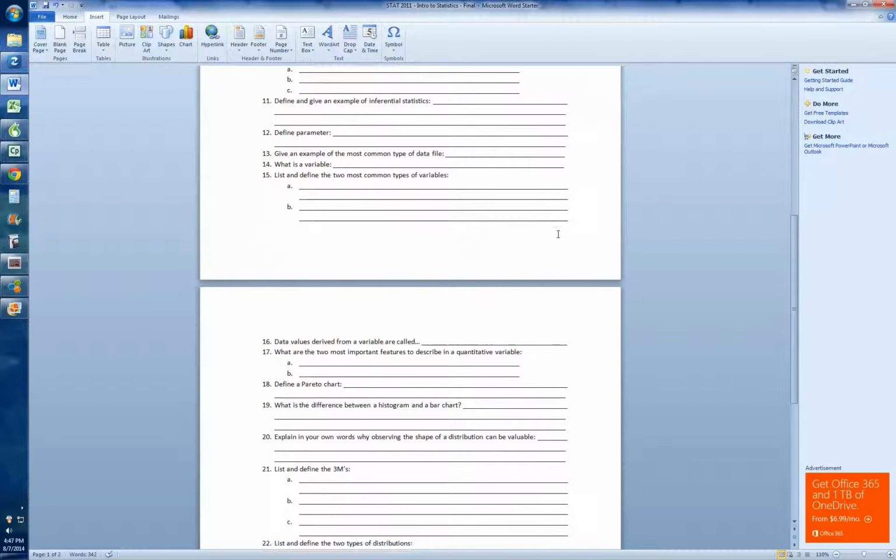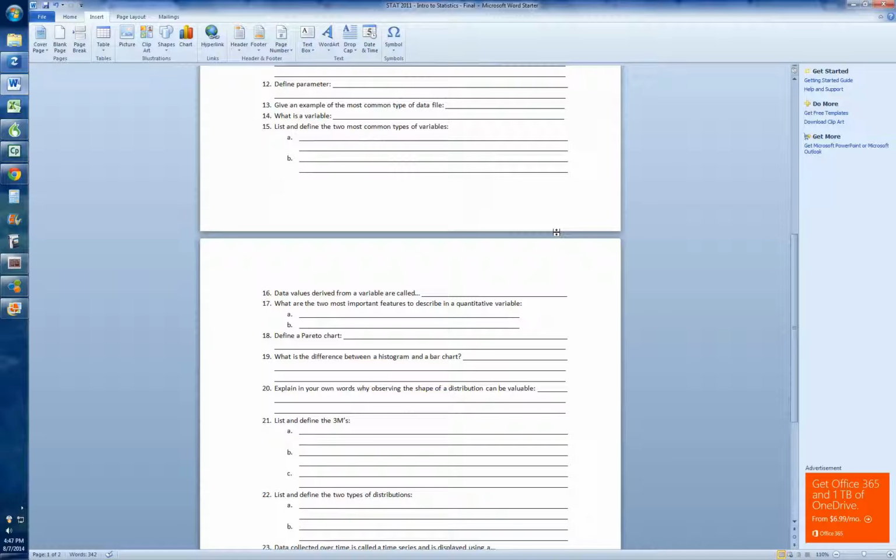Number 13, give an example of the most common type of data file. That's a spreadsheet. Number 14, what is a variable? A variable is the thing that you're studying, right? So any characteristic that you want to study is your variable. So if I'm trying to study how tall somebody is, right? We use that example quite a bit in the school. That's my variable, is the heights of everyone, because that's what I'm studying. And so some of my answers are going to be 5 foot, some of them are going to be 6 foot, some of them are going to be 7 foot. The answers are variable because that's what I'm studying, right? Okay.